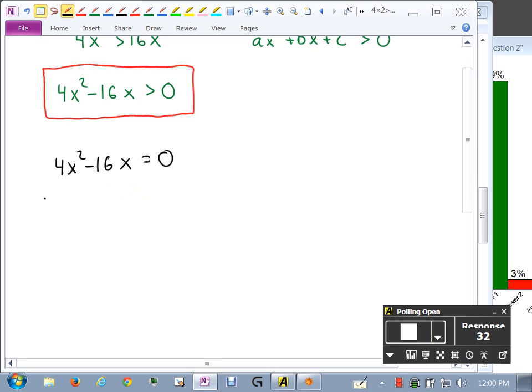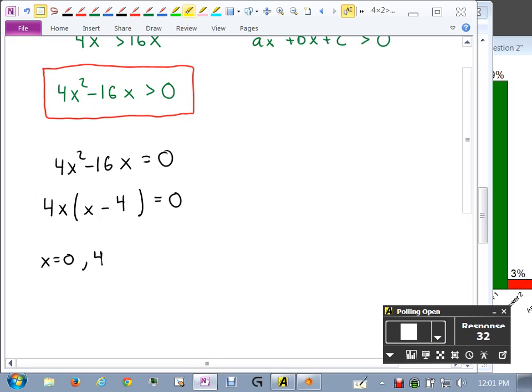You can take out a 4x, so factoring it, what would you be left with if you took out 4x? X minus 4? Everybody agree? Could you set these two factors equal to 0 and give me two answers? What are those two answers? 0 and 4. These represent x-intercepts on a graph, don't they? Those represent the x-intercepts of this parabola.